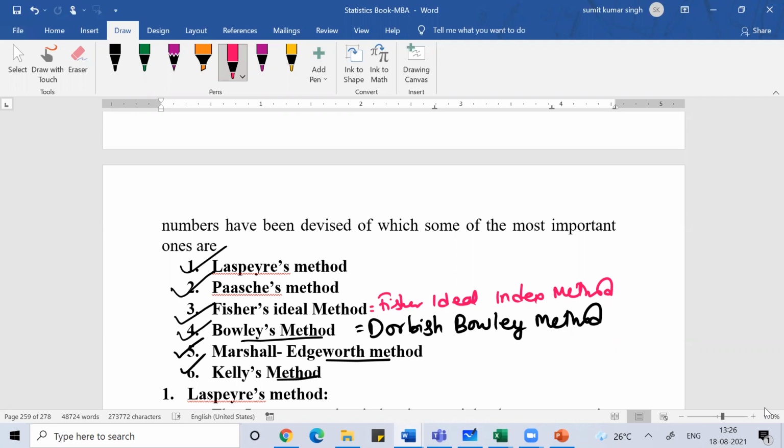We have other methods like the Drobisch-Bowley method, the Marshall-Edgeworth method, and the Kelly method. So these are the 6 methods. One by one, I'll tell you the formulas of these methods. I sincerely request everyone to make a note of the formulas. They are not at all difficult. The minimum expected from you is that you work on the formulas.